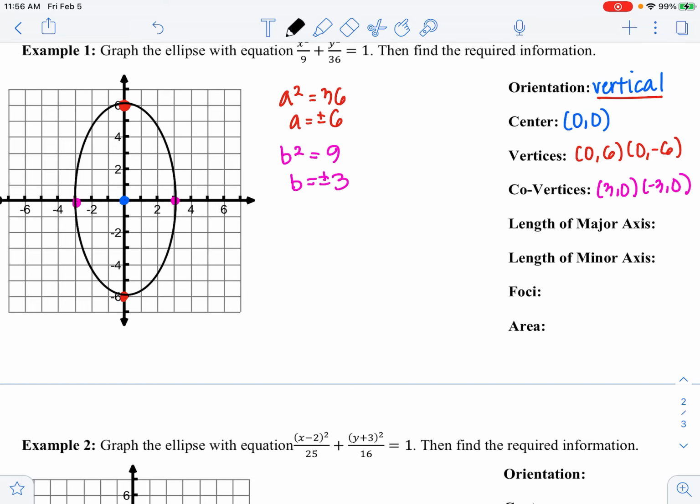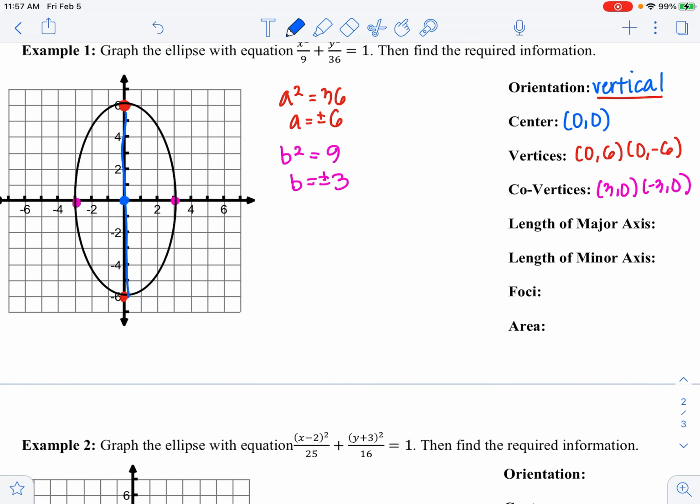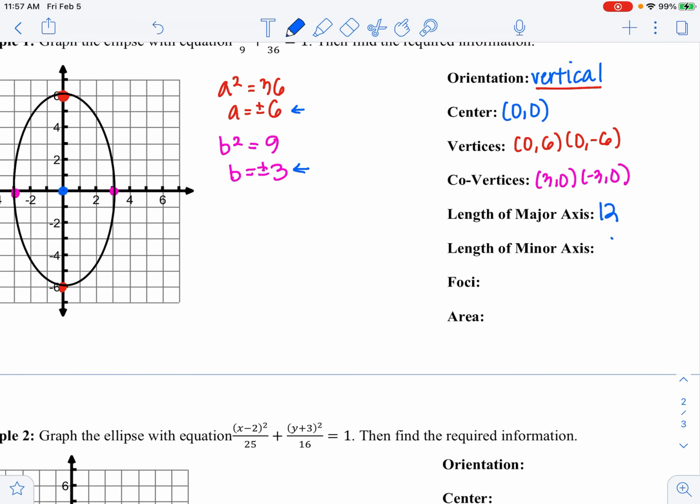Name the length of the major axis. Okay, so I want the length of the major axis. I don't even look at the graph. I just say, okay, a is 6. 2 times 6 is 12. How about the smaller one? b is 3, so 2 times 3 is 6. Easy, right?